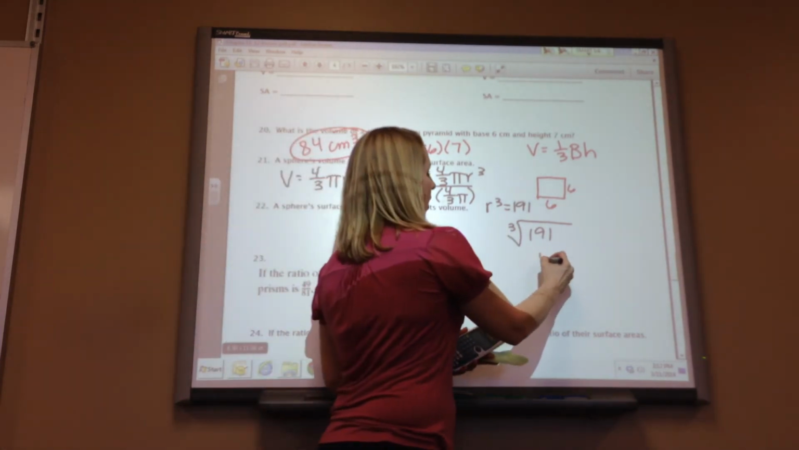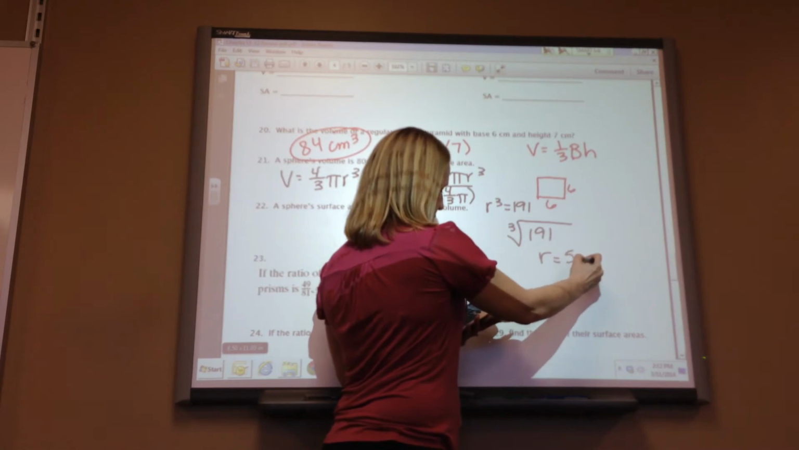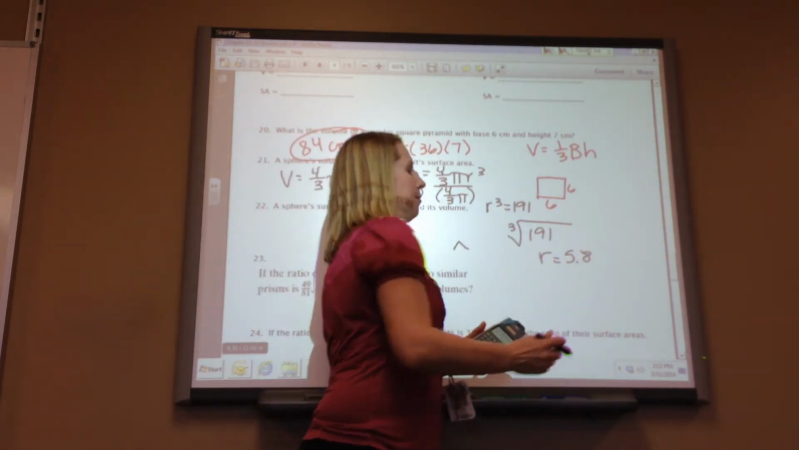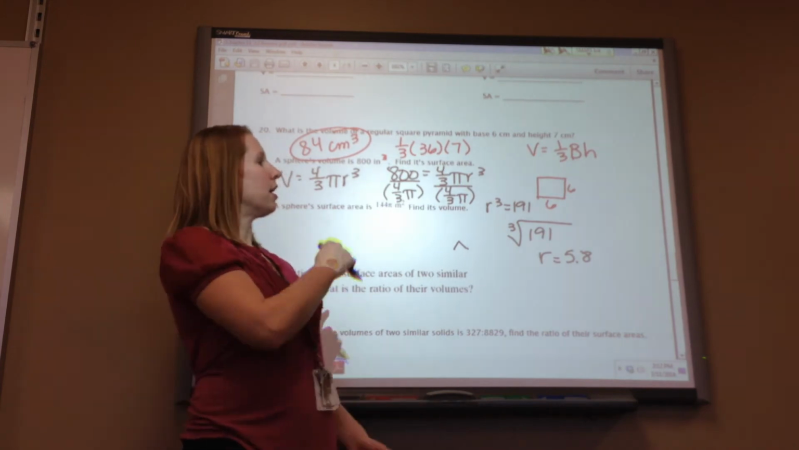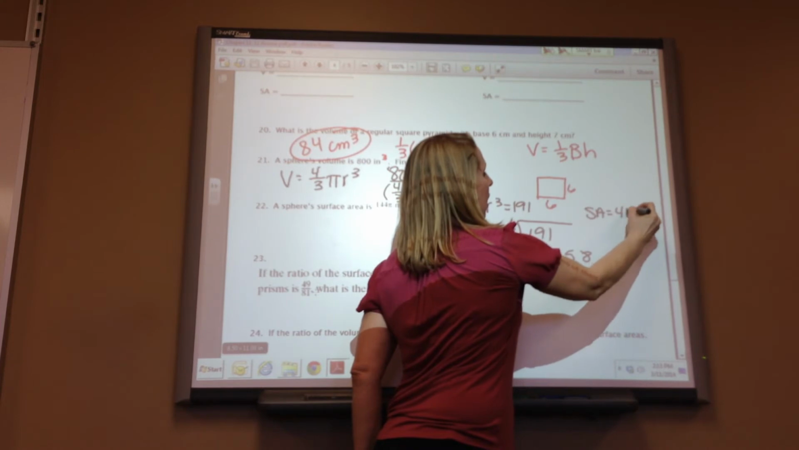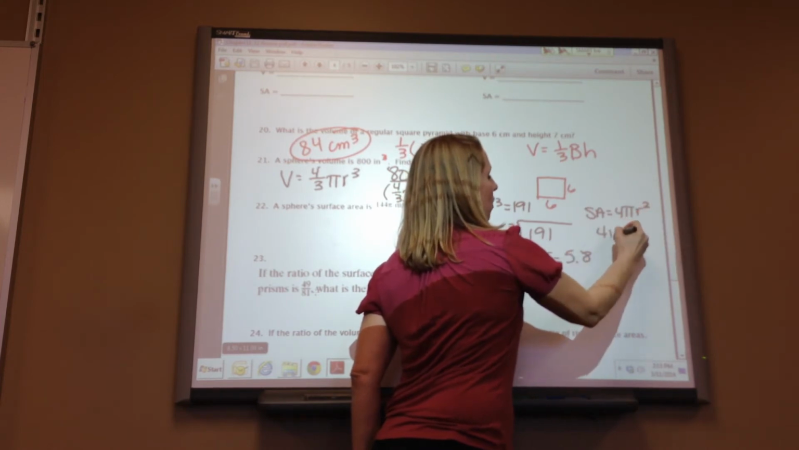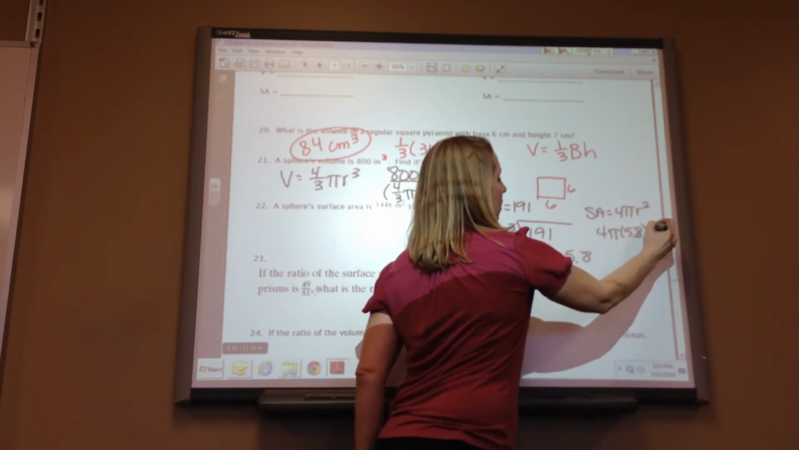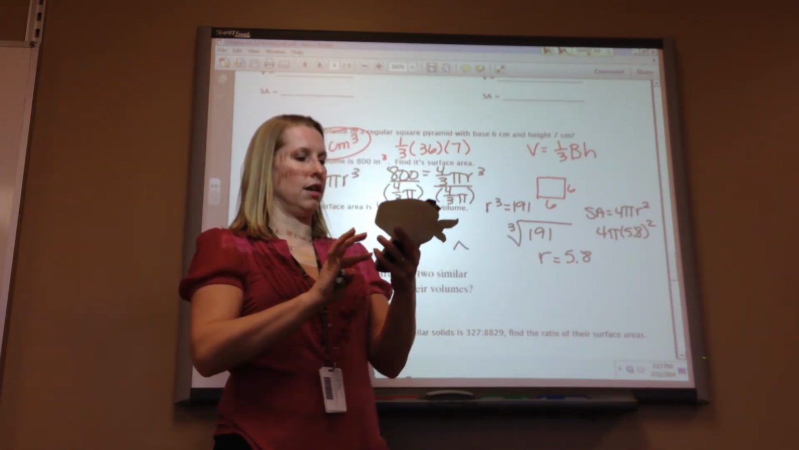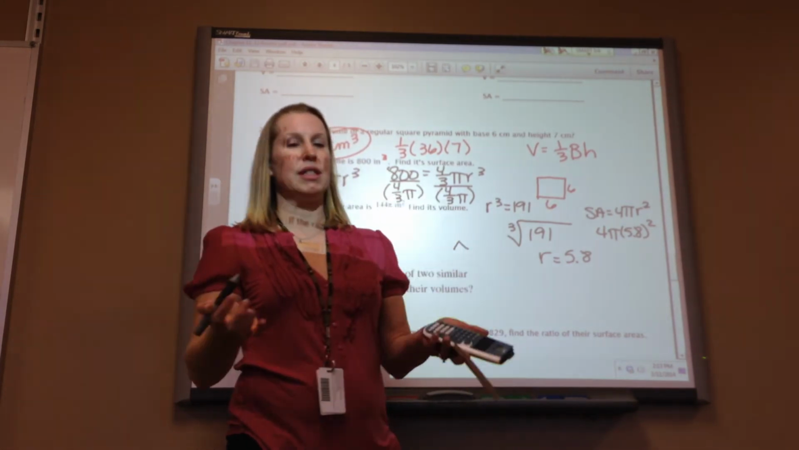So I got the radius to be about 5.7589. I'm going to say 5.8. So there's my radius. Now I need the surface area. So surface area is 4 pi r squared. So 4 pi 5.8 squared. I got 422.7.